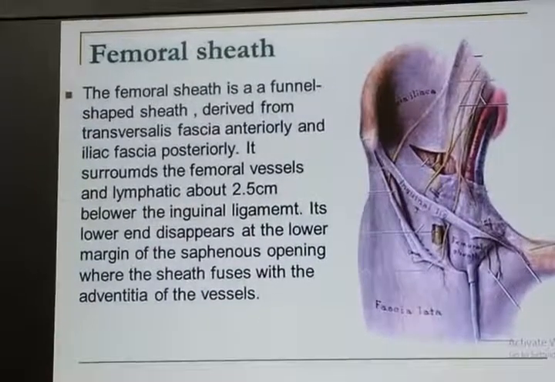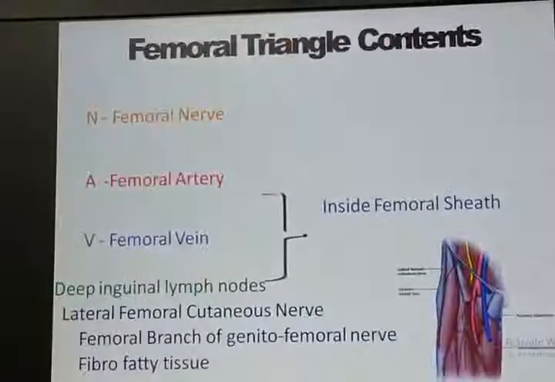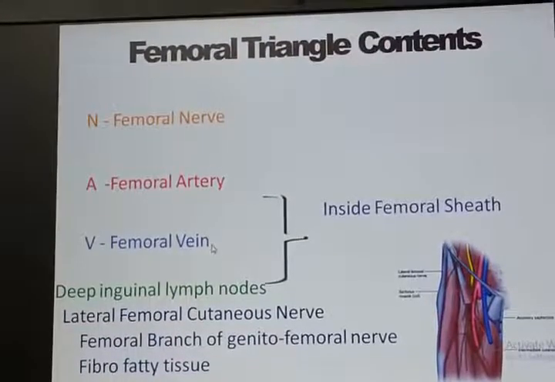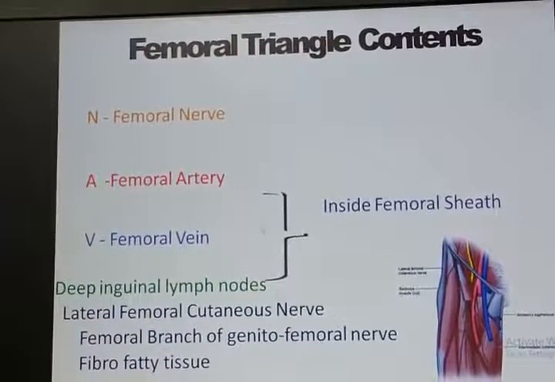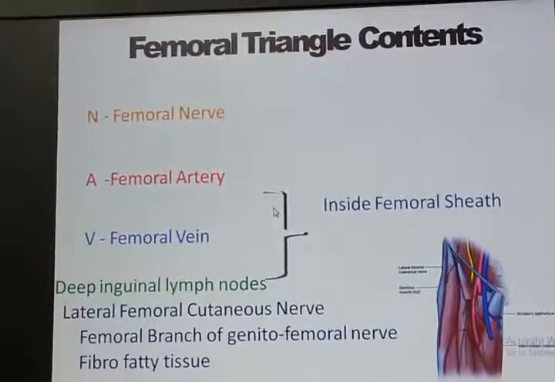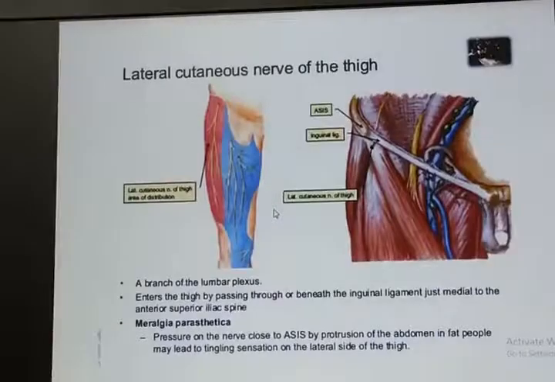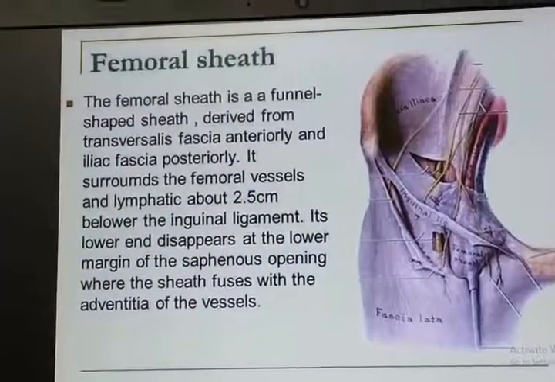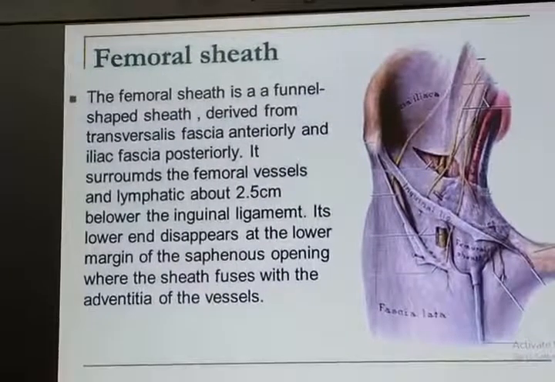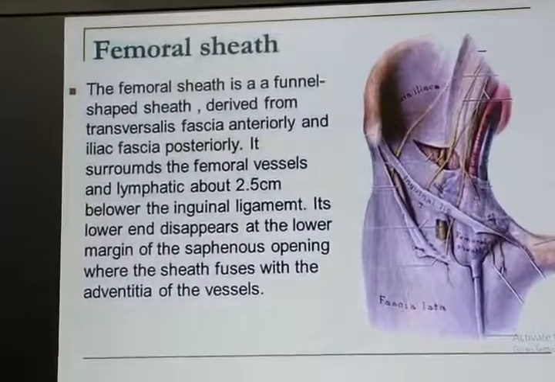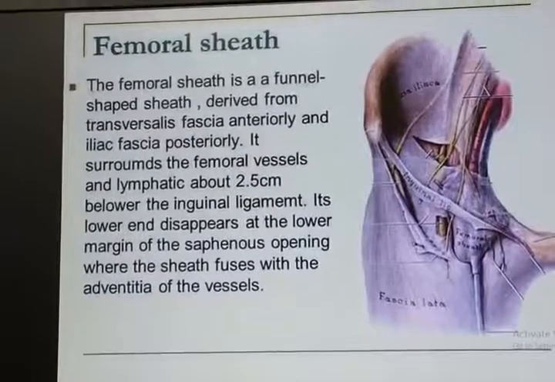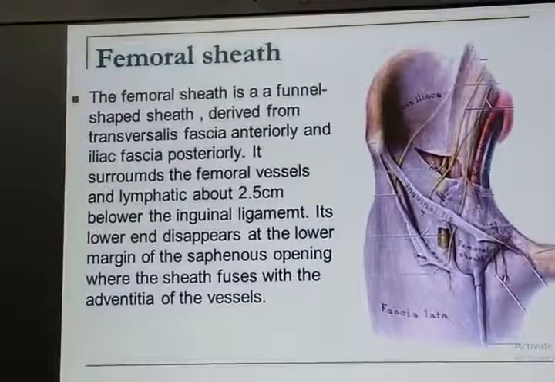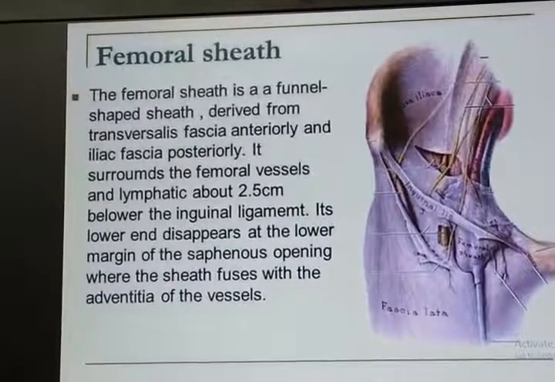Now coming to this particular femoral artery, femoral vein and the lymph nodes, they are covered with a femoral sheath. Now what is the femoral sheath? The femoral sheath is a funnel-shaped sheath derived from the transversalis fascia anteriorly and iliacus fascia posteriorly. It surrounds the femoral vessels and lymphatics about 2.5 cm below the inguinal ligament.